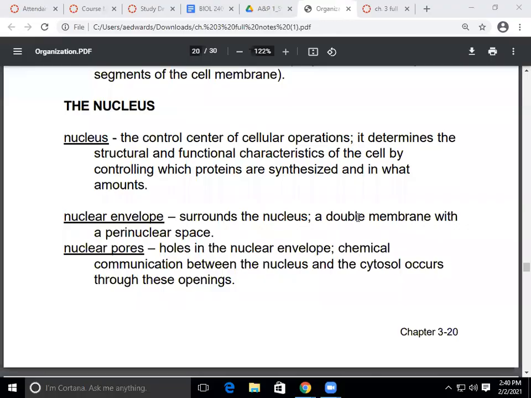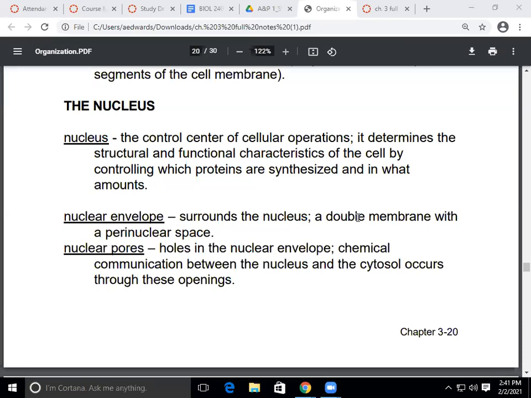So now that we talked about the cytoplasm, let's talk about the organelles, let's talk about the nucleus. So that's your control center. All your cellular operations are controlled from there. All right. So basically, all your structural and functional characteristics are going to be determined there by which proteins end up getting synthesized and then how much of them get synthesized.